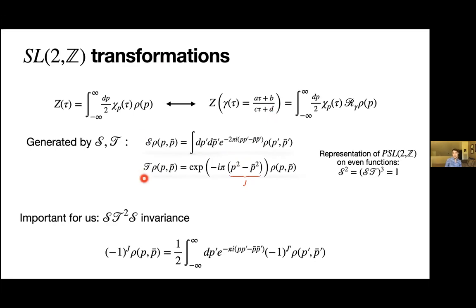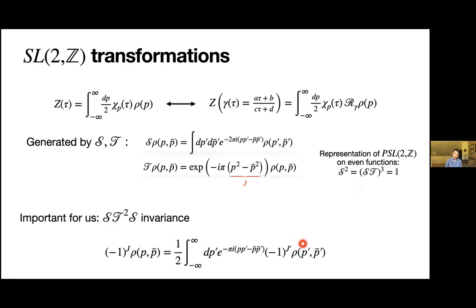T is what you get by taking tau to tau plus 1, and it gives you this factor, which is basically (-1)^spin, acting diagonally. And there's a representation of the modular group generated by these two. In particular, S squared equals 1 is just the Fourier inversion theorem, and then there's a slightly more involved relation for this one. But for us, the only one that's going to be important is this relation, and this is what follows from the ST squared S transform.